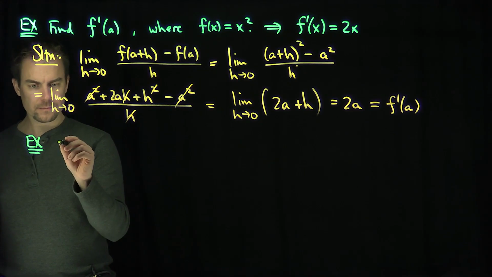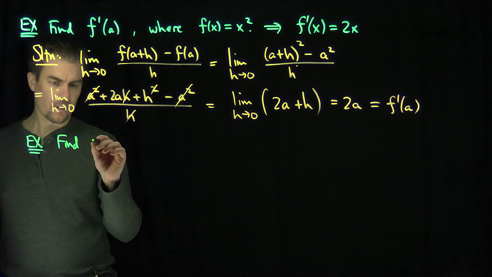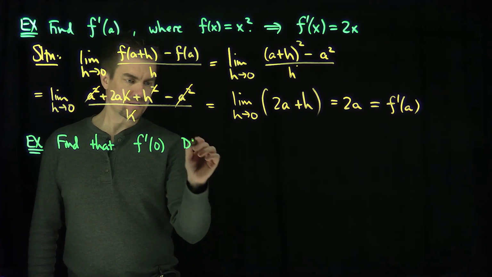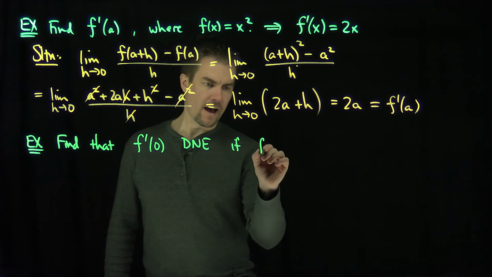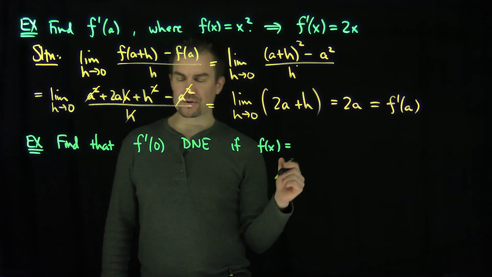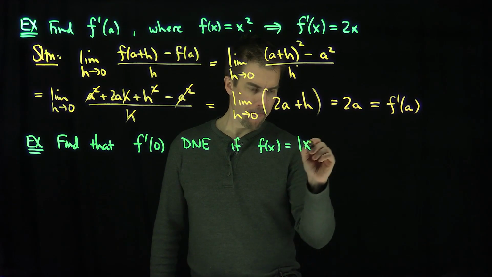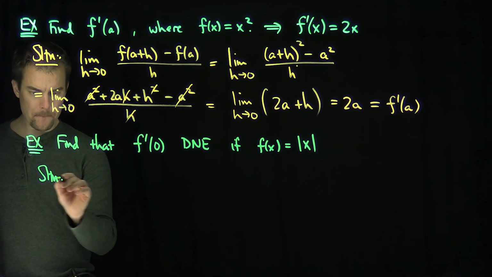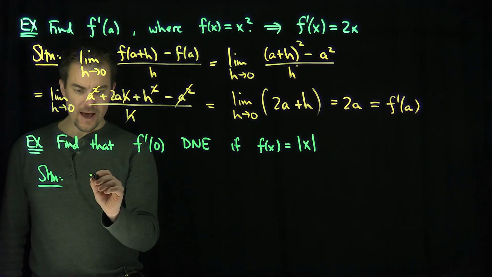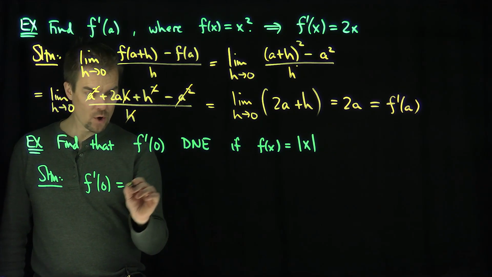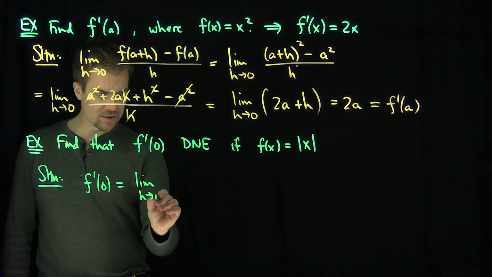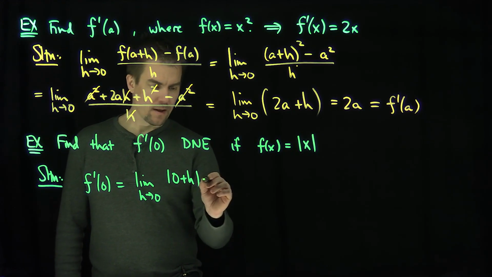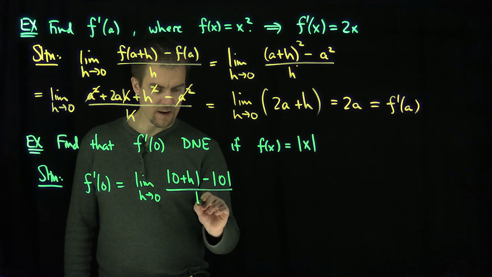Let's show that f prime of 0 does not exist if f of x is the absolute value of x. Okay? So here's the solution for this. Let's use a difference quotient. F prime of 0, if it were to exist, would be the limit as h goes to 0 of what? Of 0 plus h, that's my a, minus the absolute value of 0, all divided by h.